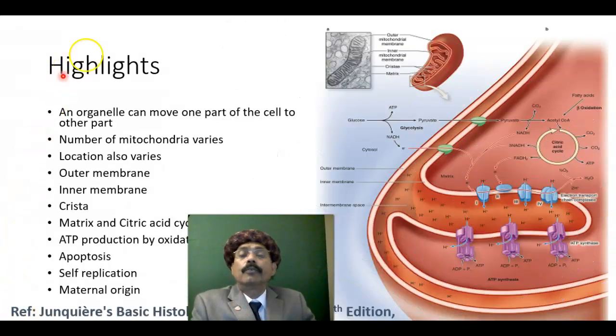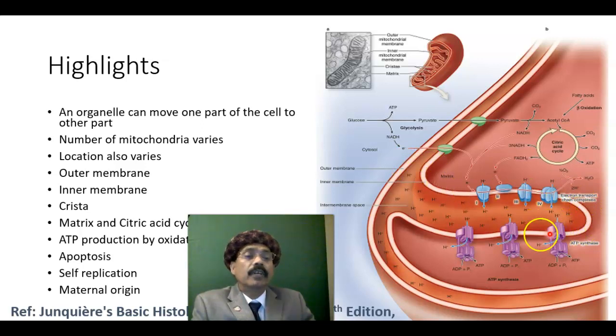Okay. So what are the highlights of our mitochondrial discussion? Organelle can move from one part of the cell to the other part, like that of a movable power plant. Number of mitochondria varies depending on the function and demand of the energy and also activity of the cell. Location also varies. Outer membrane, inner membrane. Outer membrane is thicker, inner membrane is thinner. Outer membrane is more permeable, inner membrane is less permeable.